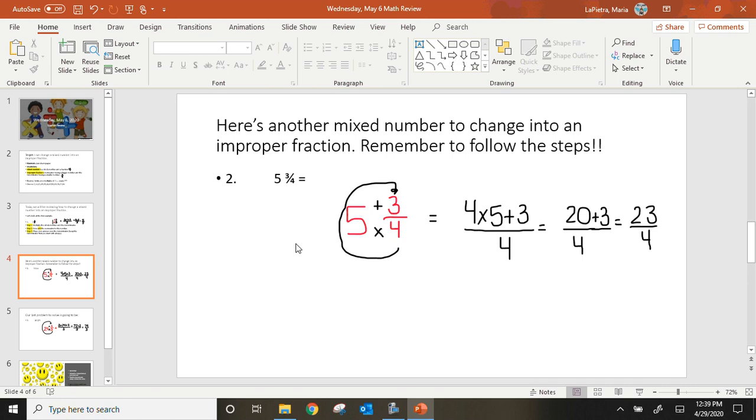Okay, so remember to follow the steps. 4 times 5 plus 3. Again, 4 times 5 plus 3 gives me 20 plus 3, which is 23. And my denominator was 4, and I just kept it all the way across. So my answer is 23 over 4.